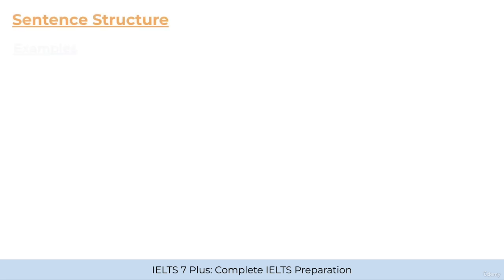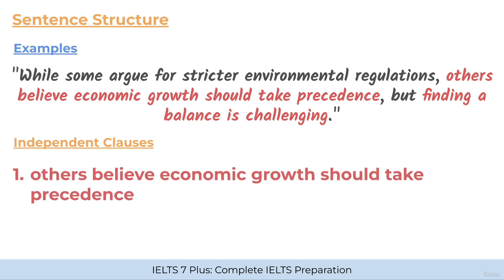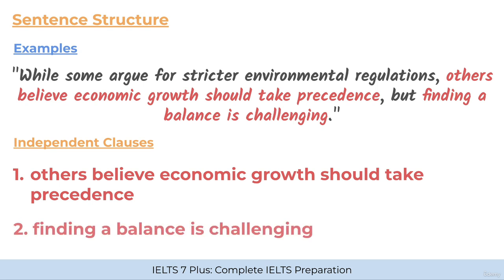Let's look at this in a bit more detail. So we've got our independent clauses, and we've got 2. So if you like 2 adults here. We've got others believe economic growth should take precedence, so that can stand alone. That doesn't need another sentence. Finding a balance is challenging. Again, we have our independent clause, connected by a coordinating conjunction, but. So remember, they hold together sentences that are equal, like our balanced weights.